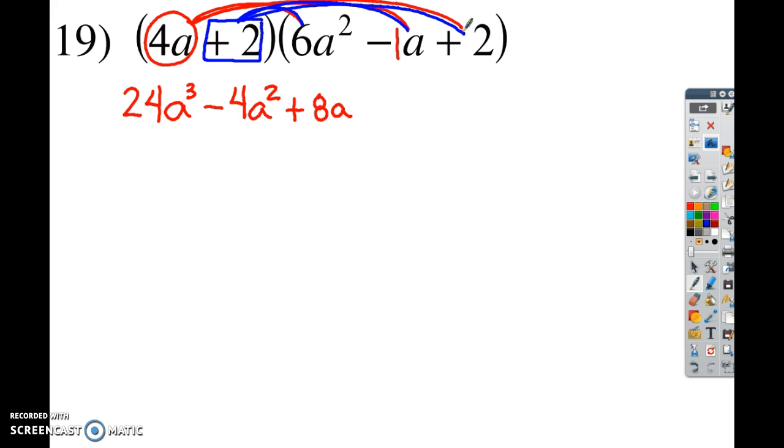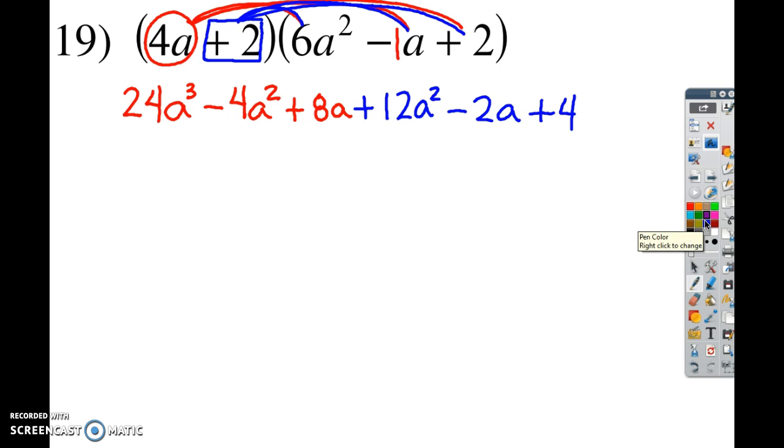So what is 2 times 6a squared? Positive 12a squared. This one doesn't have any a's, so whatever this one has, that's what we're putting down. And then 2 times negative 1a, negative 2a, and 2 times positive 2, positive 4. Okay, so we're done distributing. And now we need to combine like terms.